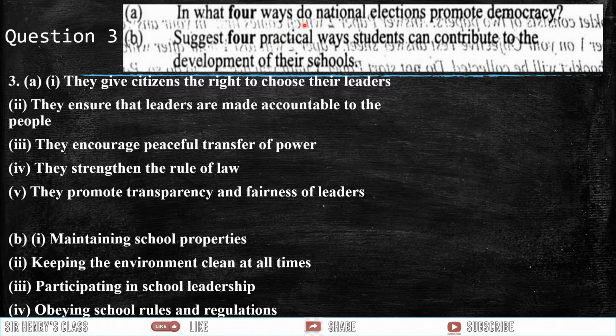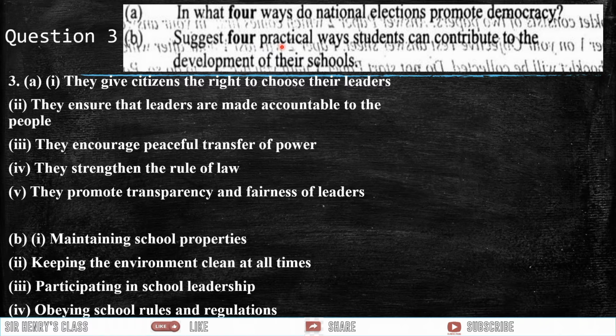Number 3 reads, in what 4 ways do national elections promote democracy? 1, they give citizens the right to choose their leaders. 2, they ensure that leaders are made accountable to the people. 3, they encourage peaceful transfer of power. 4, they strengthen rule of law.